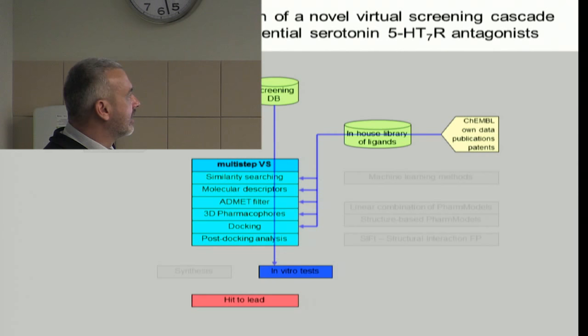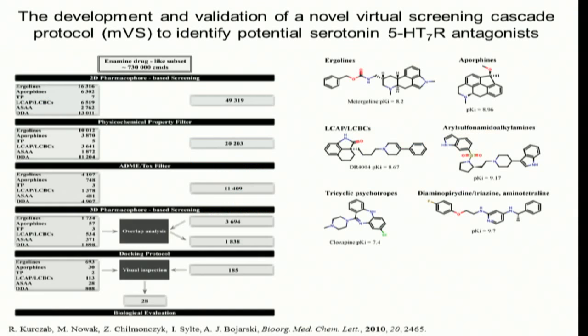And we used the screening database to get hits and to confirm them in vitro. So this is the summary, more or less. There are different groups of 5-HT7 antagonists, so we divided them based on structure into several groups and built group-specific filters, as well as a very general filter.